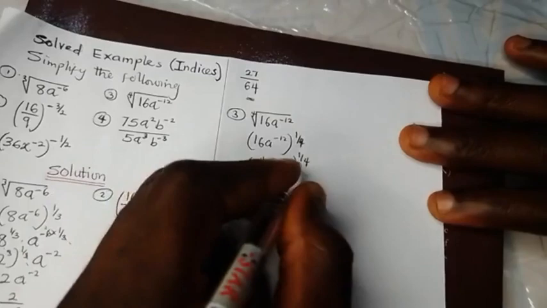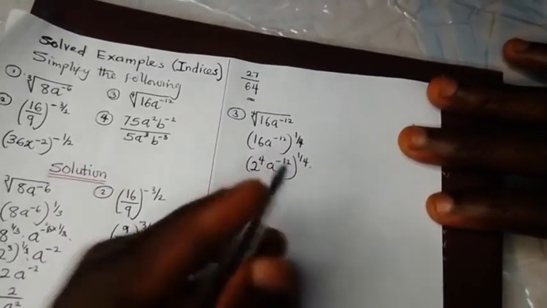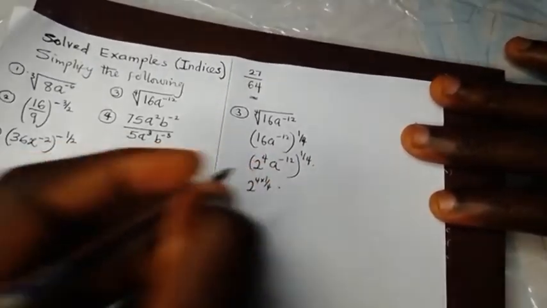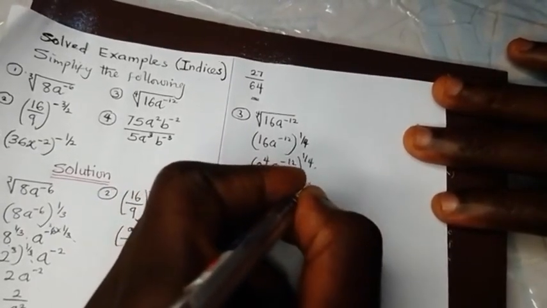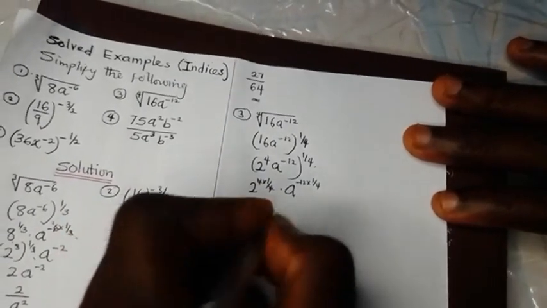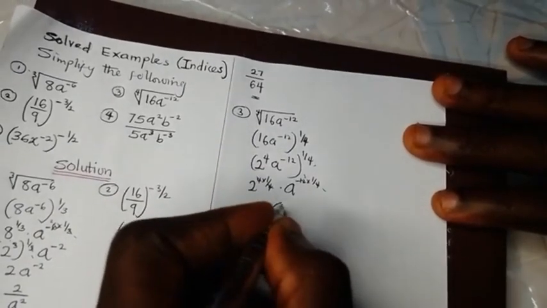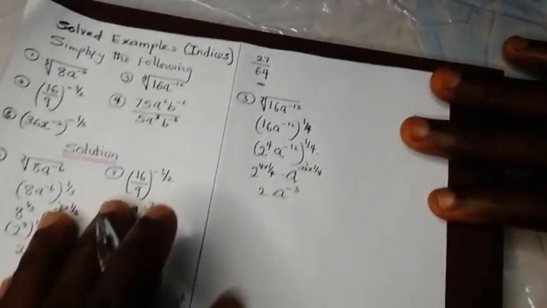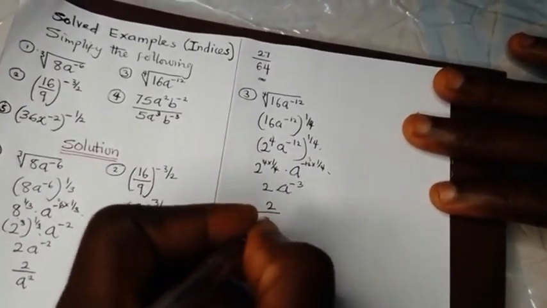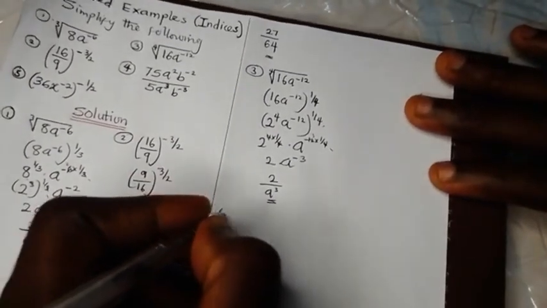Now we can expand using the power on each item in the bracket. So this becomes 2 raised to the power 4 multiplied by 1 over 4, then a raised to the power minus 12 multiplied by 1 over 4. These are powers, so this 4 can eliminate this 4 such that we have 2, and the 4 here, 4 into 12 is 3, so we have a raised to the power minus 3. To remove the negative, we let this a come down. So we have 2 over a raised to the power 3. That is also done. Now let's move on to question number 4.